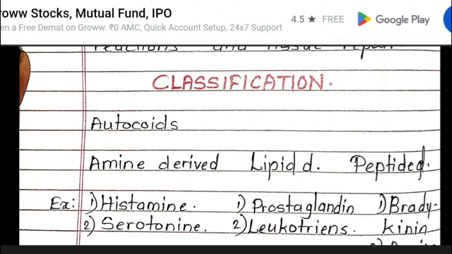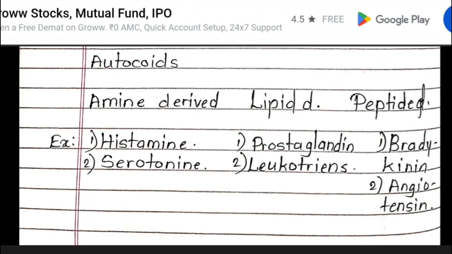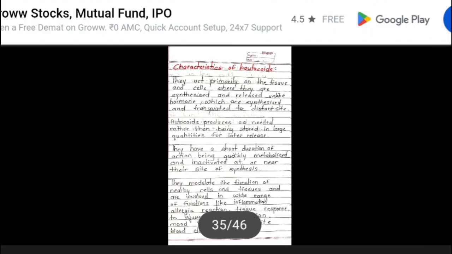Classification of autocoids: amine-derived, lipid-derived, and peptide-derived. Amine-derived: histamine and serotonin. Lipid-derived: prostaglandins and leukotrienes. And peptide-derived: bradykinin and angiotensin.